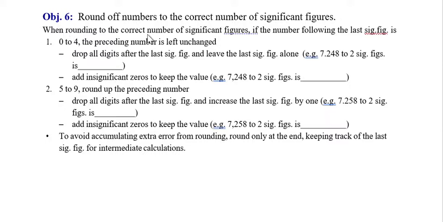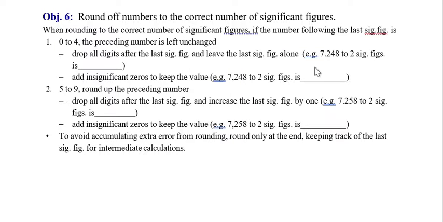If you're rounding a number to the correct number of significant figures, if the number following the last significant figure is 0 to 4, then you just leave that number unchanged. You leave it the way it is. That means you drop all digits after the last significant figure, and you in effect round down.